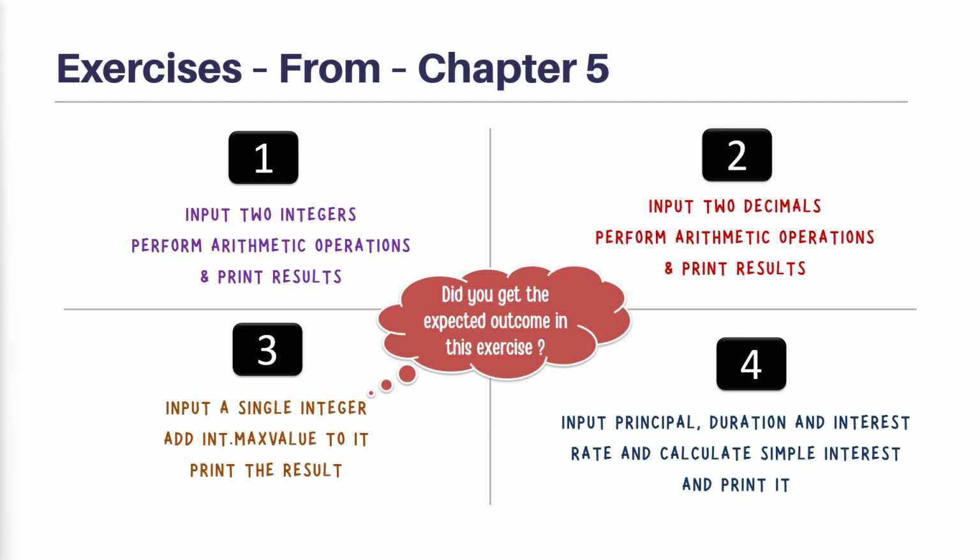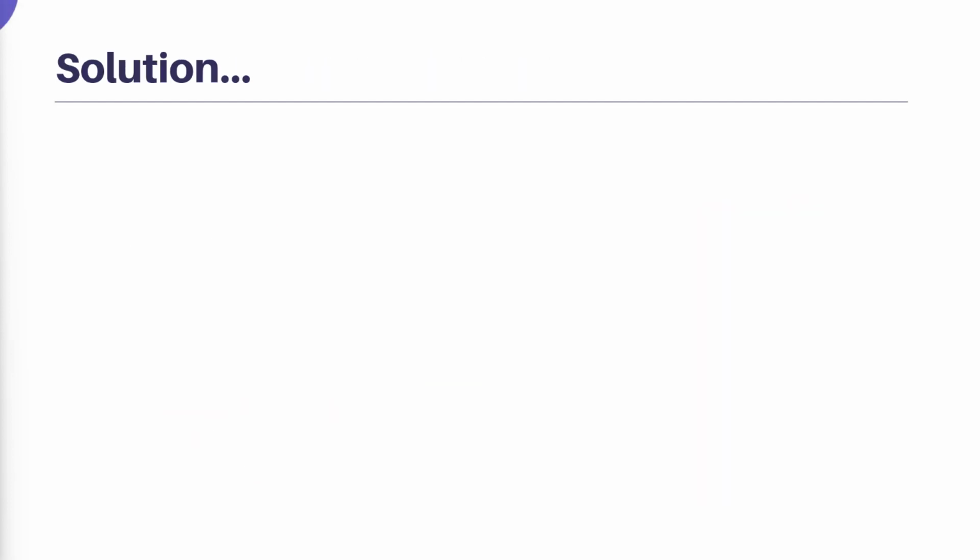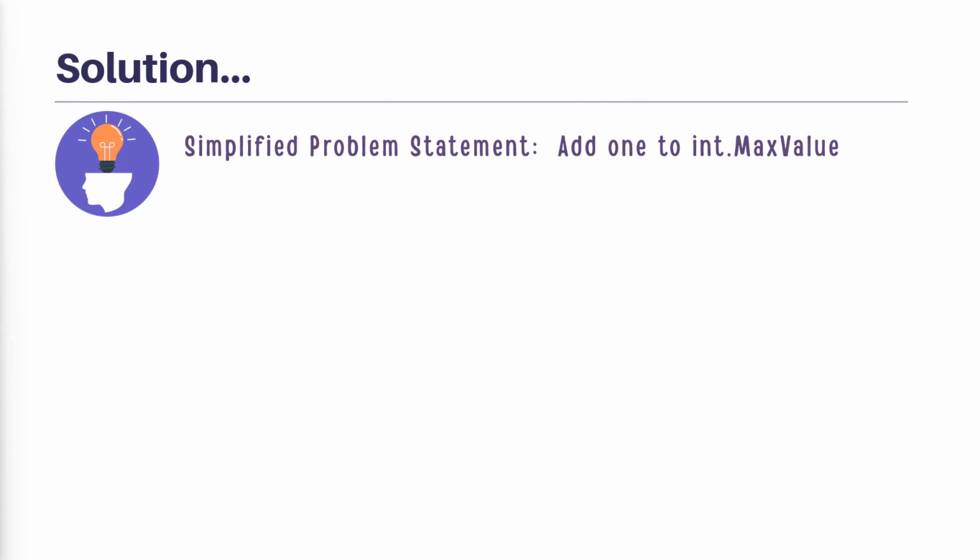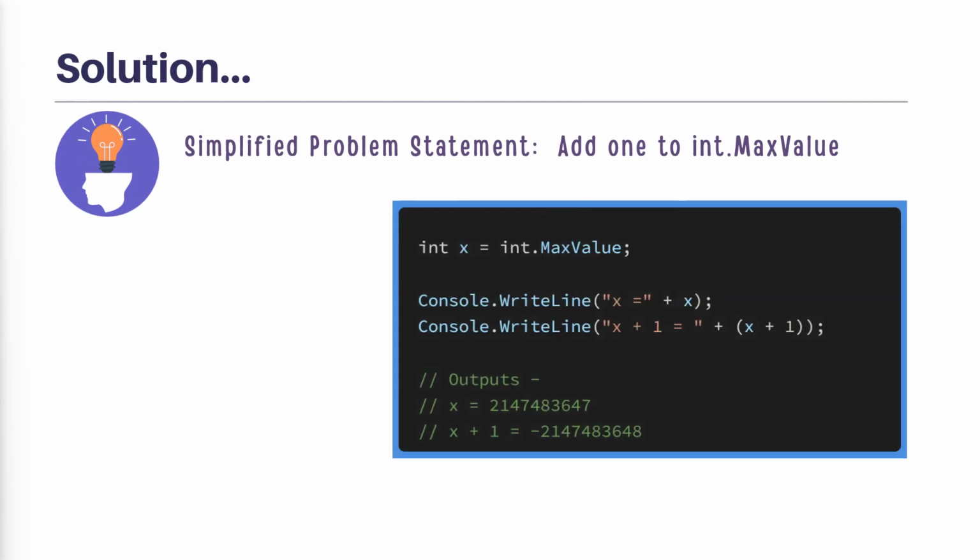This is the maximum value that an integer type variable can support. At first glance, the exercise seems to be fairly simple. We already have seen how to input a number, so let's exclude that part from today's discussion. The crux of this problem statement is to understand what happens when we add any number to integer.max value.